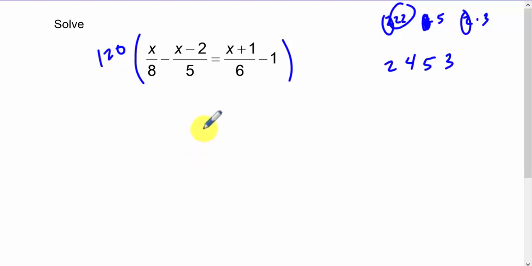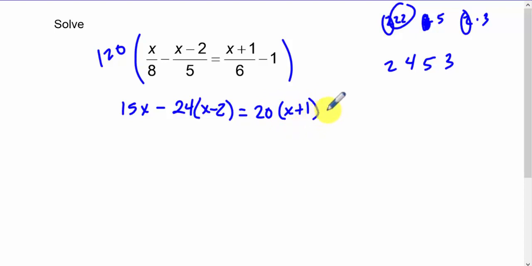All right. And if I take 120 and divide that by 8, that's going to get me 15. 120, and I divide that by 5, and I'm going to get 24. 120 divided by 6 gets me 20. And then 120 times 1 is 120. And then my fractions have disappeared.